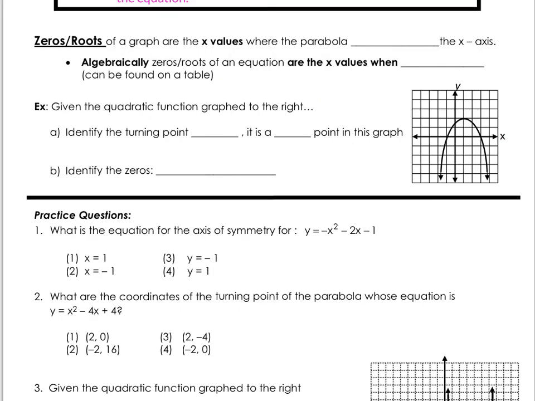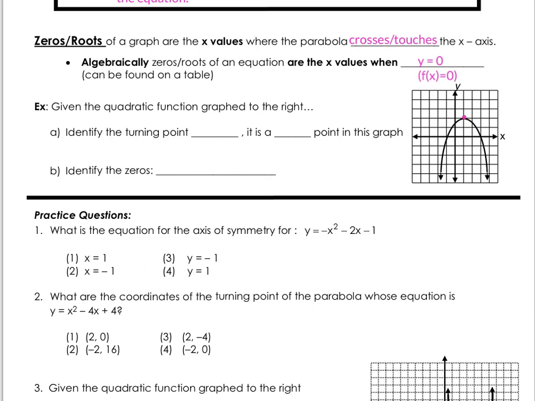The zeros or roots of a graph are the x values where the parabola crosses or touches the x-axis. So to algebraically find the zeros or roots of an equation, those are the x values when the y value equals 0. Remember, that's the same as f of x equals 0, because f of x is just another way of saying y equals. So that can be found either on a table or algebraically, just like we did in the previous unit. So an example, given the quadratic function graph to the right, identify the turning point.